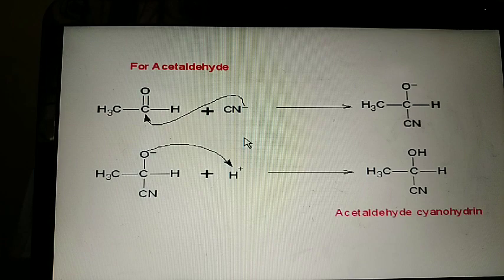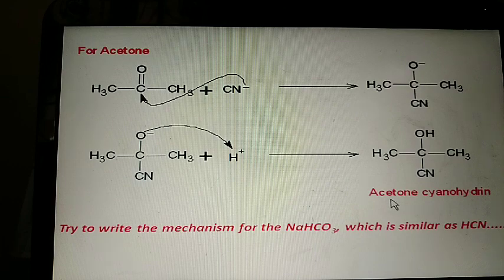So for acetaldehyde, this cyanide, CN minus, will go and attack this acetaldehyde molecule and it will become acetaldehyde cyanohydrin. So for acetone, the molecule will become acetone cyanohydrin. Try to write the mechanism of NaHCO3, which is very similar to HCN.